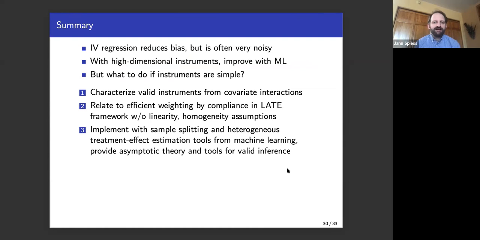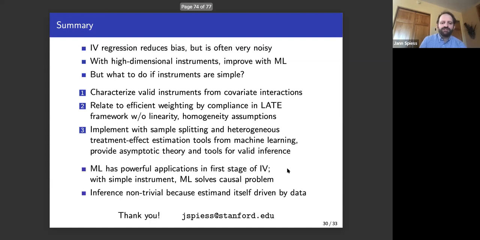then related those to efficient weighting by compliance in a LATE framework where I did not make any assumptions about linearity, homogeneity, or homoscedasticity, and then discussed a specific implementation with sample splitting and discussed the large sample distribution of the estimator that we consider here in that framework. So taken together, for me, one takeaway here is that machine learning has powerful applications in the first stage of IV because there's an implicit prediction problem here. With simple instruments, however, the problem that we want to solve using machine learning is really a causal problem of estimating a conditional average treatment effect and not a simple prediction problem. And inference becomes non-trivial because the estimand that we consider here is itself driven by the data.